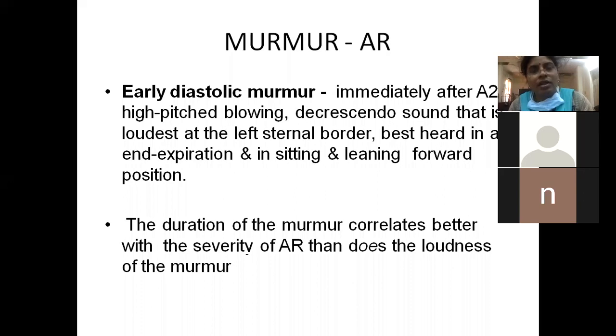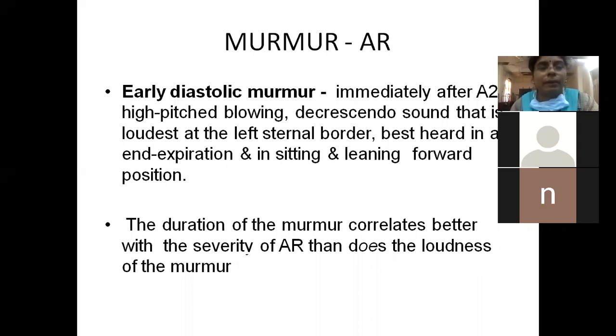Then coming to the murmur. The murmur in AR is an early diastolic murmur. You have to remember here it is a regurgitation. In mitral regurgitation, there is a systolic murmur. Here there is a diastolic murmur. So remember, the murmur depends on where the defect is: a defect in the systolic phase or a defect in the diastolic phase. Here the defect is in the diastolic phase; in MR, the defect is in the systolic phase.